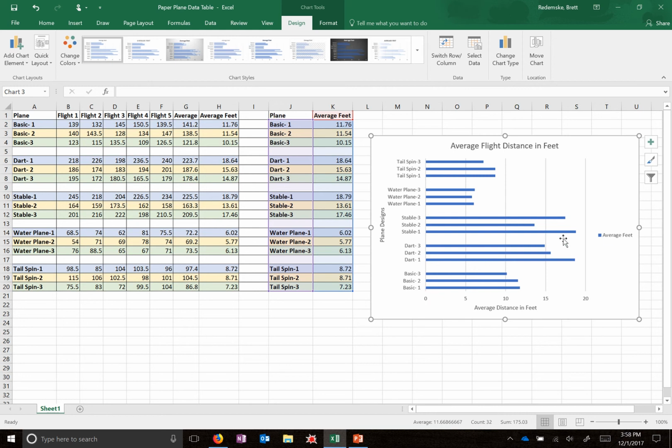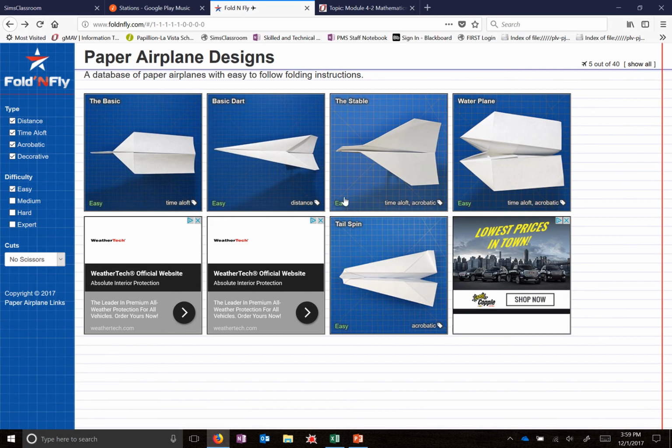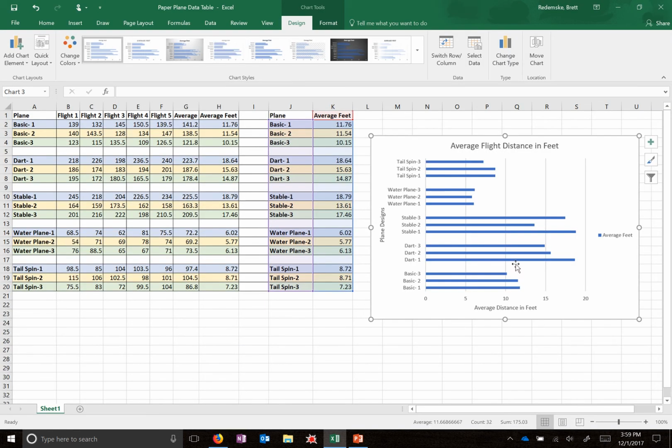We can see now visually, not just with numbers, that the stable and the dart both have much longer flight distances here. As I saw, the stable is aerobatic, but it's also time of flight, according to our website, time aloft. And the dart is a distance type of plane. So the students can see and visualize this, and they keep this data in their notebooks.